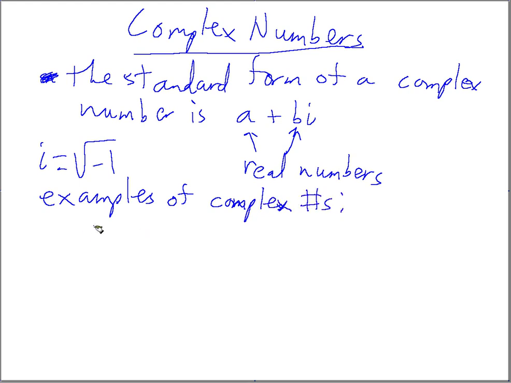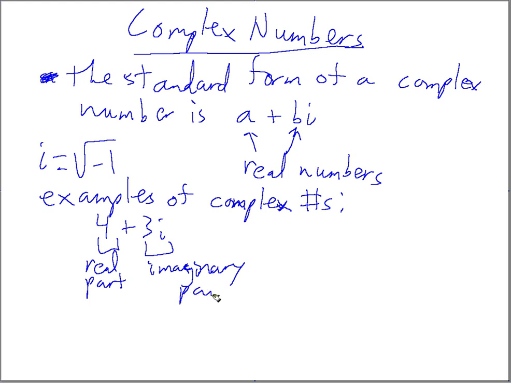All right. So for example, 4 plus 3i. So 4 is the real part, 3 is the imaginary part. So this is the real part of the complex number, real portion of the complex number, if you will, and the 3i is the imaginary portion, the imaginary part of the complex number.